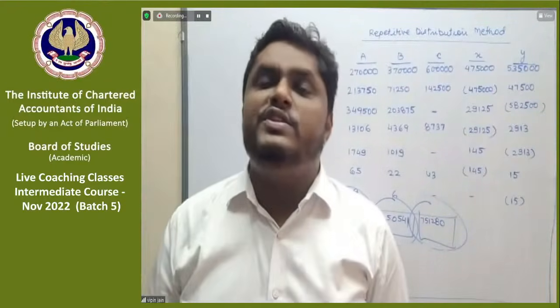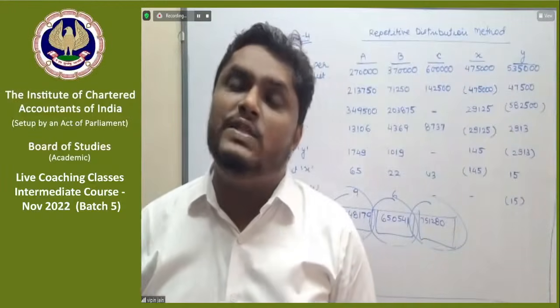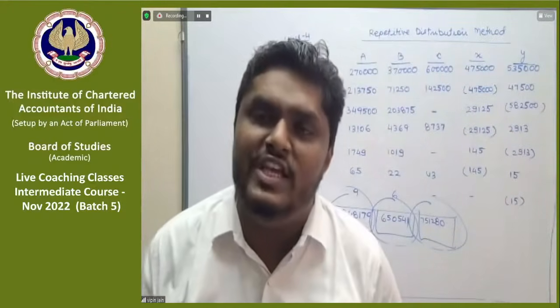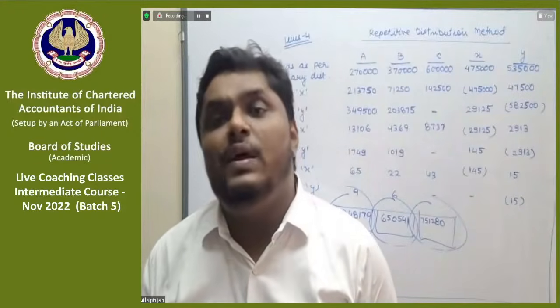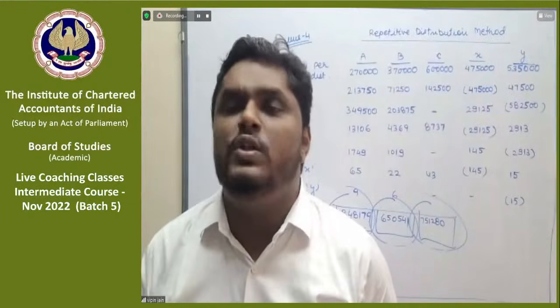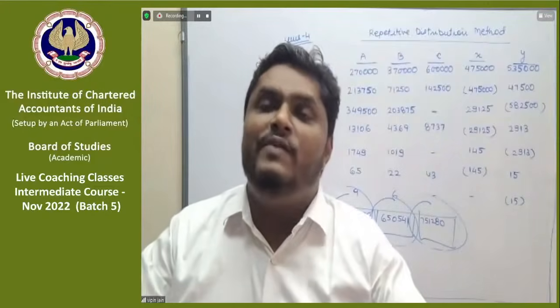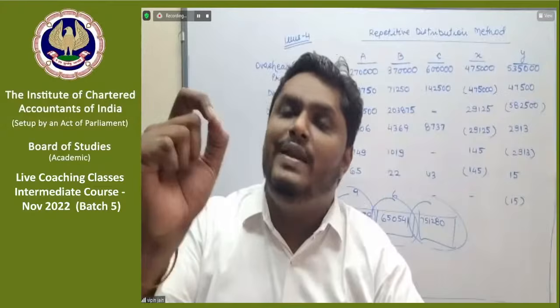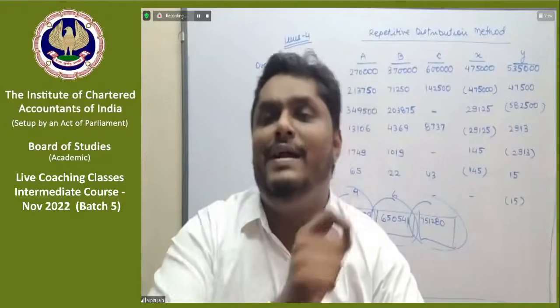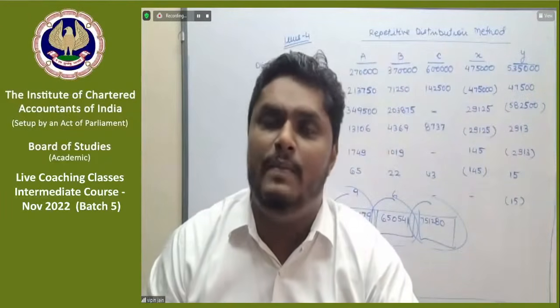We are done with distribution of overhead, wherein we discussed what is apportionment, what is allocation, why service department, and further why the overheads of service department are apportioned to the production department. Further, we have discussed three ways, wherein the direct redistribution method is where the overheads of the service department are directly distributed to the production department.